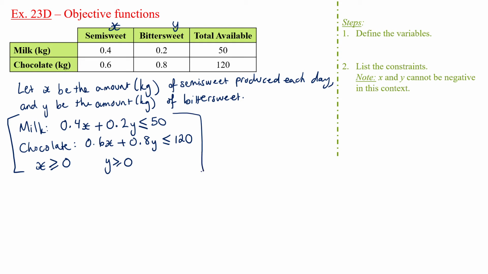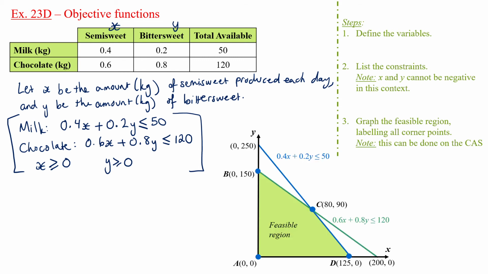Our next step, just like we did in the previous example, is to graph the feasible region, and we want to label all corner points. You can do this on your CAS instead of me trying to draw it out for you today because that would be painful. I've prepared one earlier. We've graphed the first equation here in blue, and the second equation here in green on the screen, and all points have been listed, including the X and Y intercepts. But we know from the previous example these are not corner points of the feasible region, so we won't need to include them in our next steps, okay?